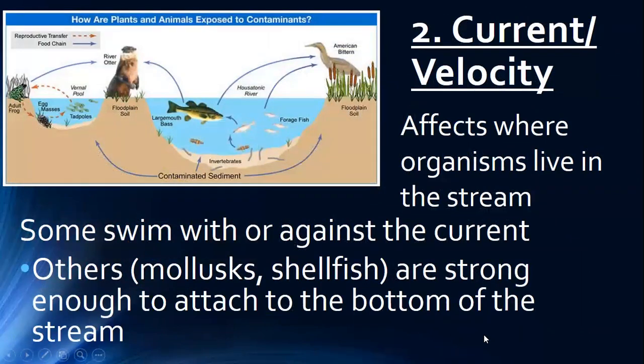Current and velocity. Some animals like a faster velocity, some animals like a lower velocity. So it's not exactly fair to say that faster is better. It just depends on the organism. Some things like to be able to attach to the bottom. Some things like to have a big, fast-moving water supply to move across their gills. It just depends.